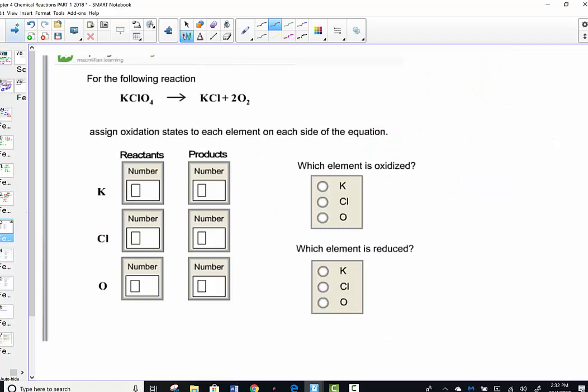Here's one from your homework that asks you to recognize assigning oxidation numbers and then actually using them to find what was oxidized and what was reduced. This can go on just paper for you. You'll want that when you get to your homework. I have reactants, products, which one's oxidized, which one's reduced. I'm going to write them bigger so you can see them.